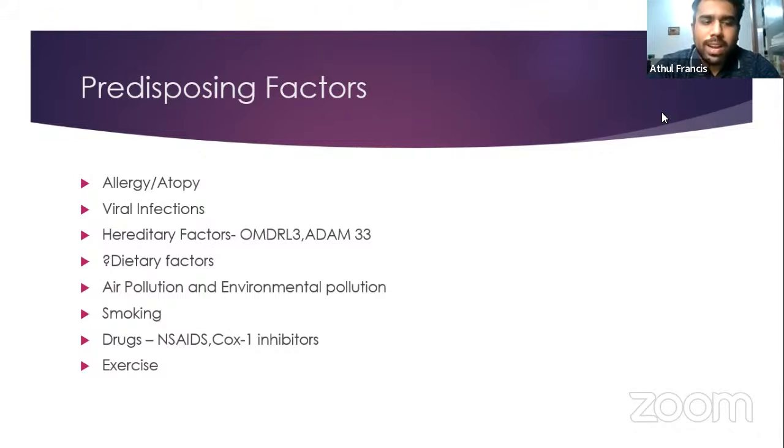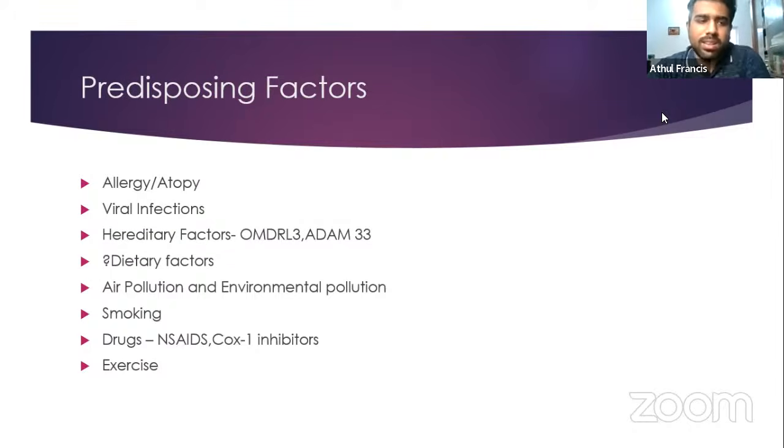Second is viral infection. Viral infection in itself can cause epithelial cell injury, resulting in release of inflammatory mediators, which can result in asthma. Then there are several genes which have been described in hereditary factors, ORMDL3 and ADAM33 mutation. So always remember this. This is just for a knowledge point of view. There's not much genetic analysis which you go into in asthma. Whenever you get an asthma patient, you just treat the patient.